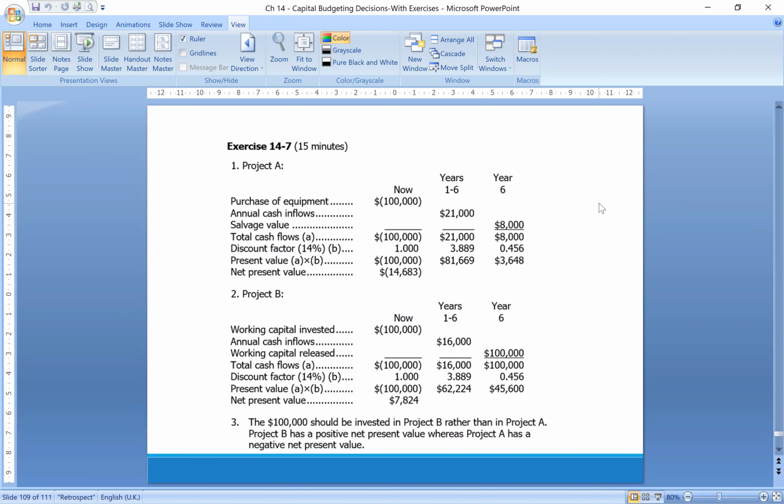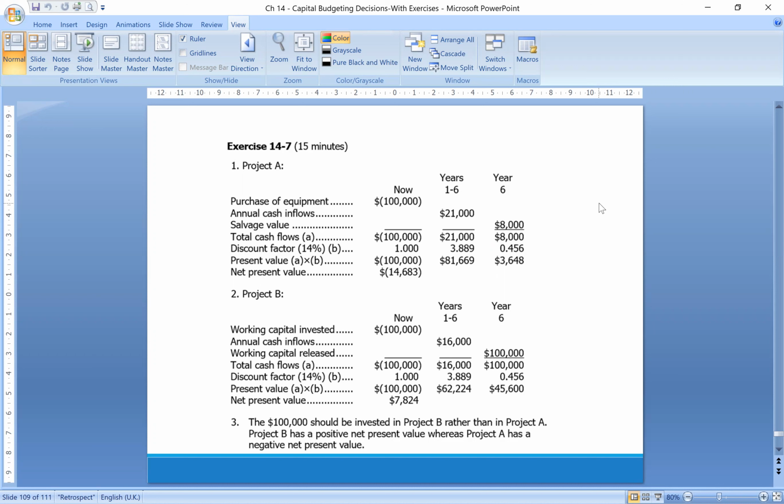If we draw a table, it will be much better. The table contains what? The item, year, amount, factor, and the present value. The cost of the equipment for project A is 100,000. The year is now. The amount is 100,000 negative because it is outflow. The factor is 1 because we are paying now, and the present value is 100,000. No working capital is needed for project A.